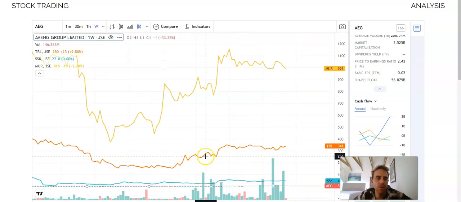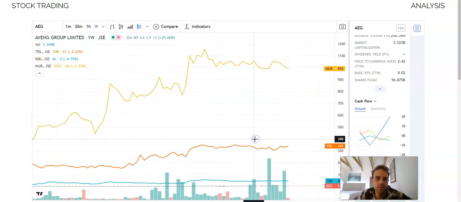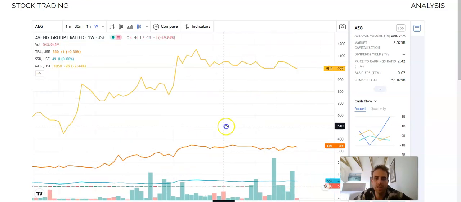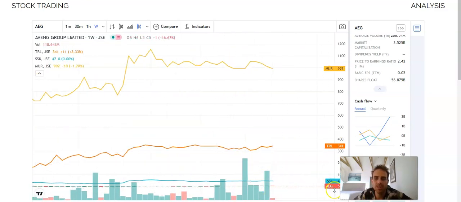Let's just zoom in a little bit. So now we look at the last year. And again, the share price of AEG really has not risen much at all. Whereas with these other ones, even Stefanutti Stocks, we can see a bit of a bump, but a flat line. And so straight off I would say, I'm not too sure about this stock.